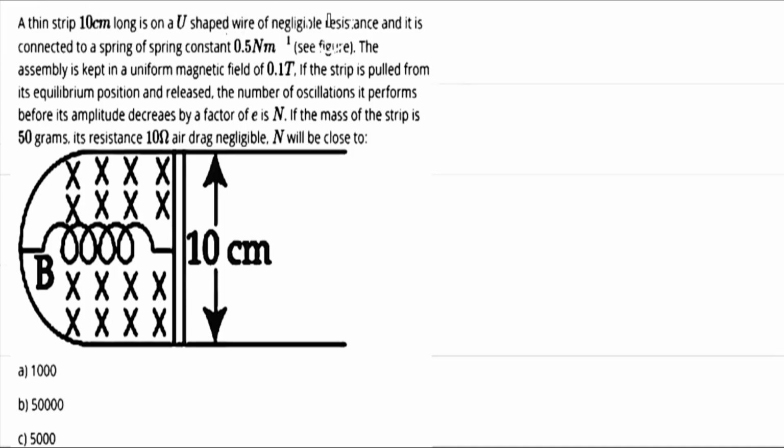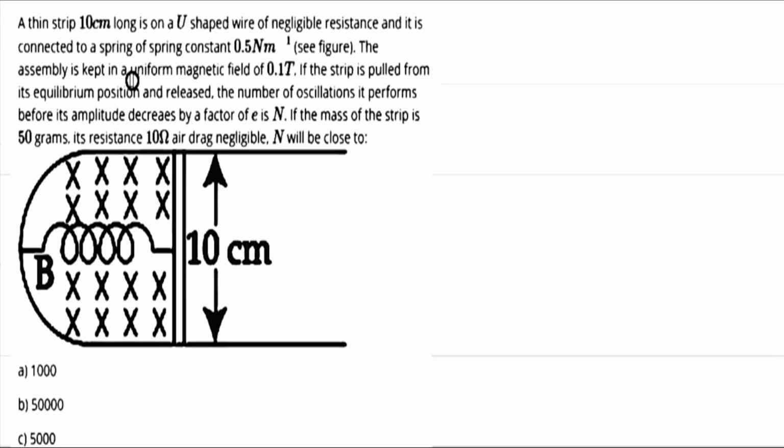Hi students, the question for today is: a thin strip of 10 centimeter length and a U-shaped wire of negligible resistance is connected to a spring of spring constant 0.5 Newton per meter. Okay, we can see the figure. Now the assembly is kept in a uniform magnetic field of 0.1 Tesla and the strip is pulled from its equilibrium position and released.